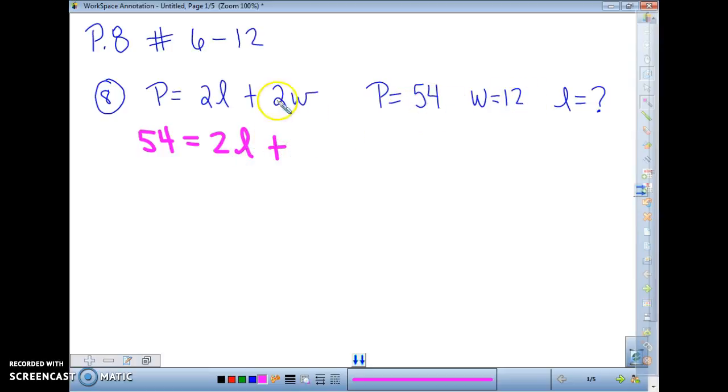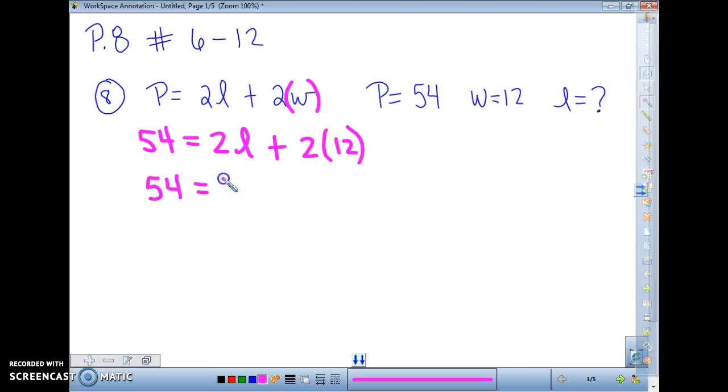And then W is 12, so in the place of this W right here, I'm going to put a 12. So that's going to be 2 times 12, right? Okay, so all I've done right now is just plug the numbers in. What I need to do is to take this equation and solve it for L. Well, remember, if you have parentheses or anything like that, you need to take care of those before you solve an equation, right? So I'm going to go ahead and multiply that out.